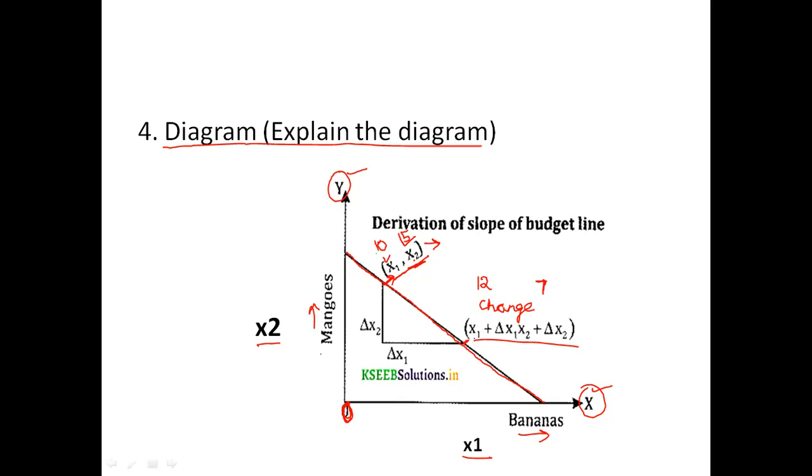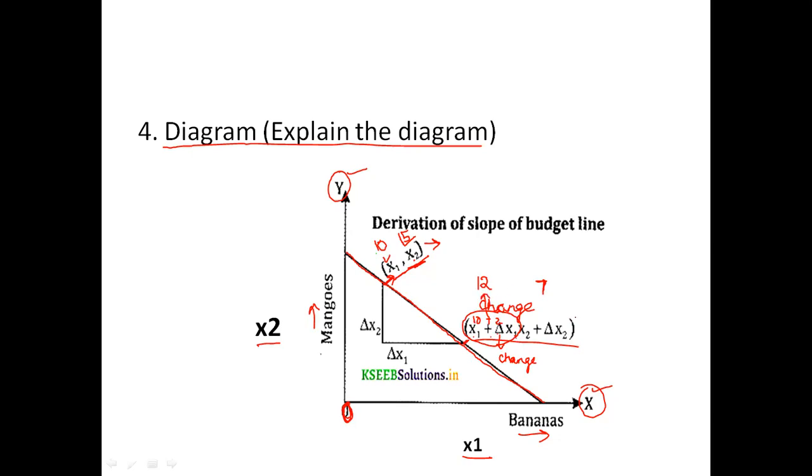So how is it? x1 plus delta x1. What is delta? Delta means change. Remember, delta always represents change. That's why this is the change of commodity x1. Okay, that is 10 plus the change of commodity, that is 2. That's why it is 12.